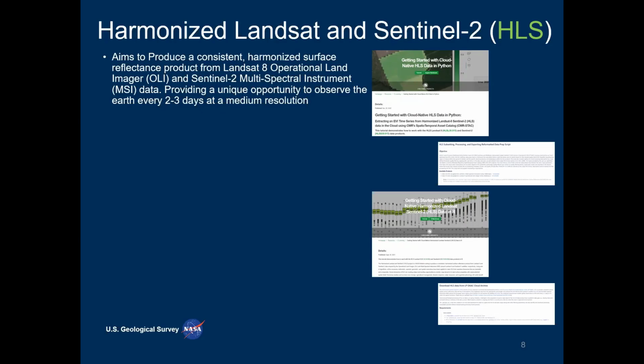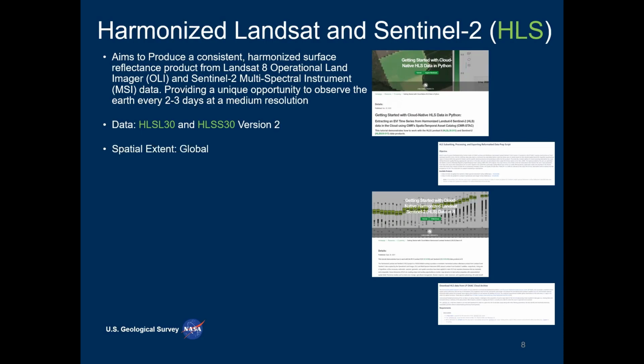These combined measurements do provide global observations of the land every 2 to 3 days at a 30-meter spatial resolution. And HLS is our first data set that's fully in the cloud as the LP DAAC works towards moving our entire archive to the cloud. We just recently released a science-ready version 2 of these data. So we have the L30, or the Landsat product, and also the HLS S30, or the Sentinel product.